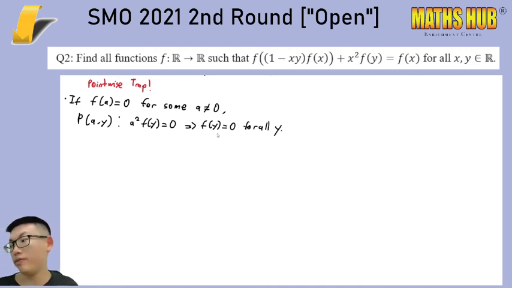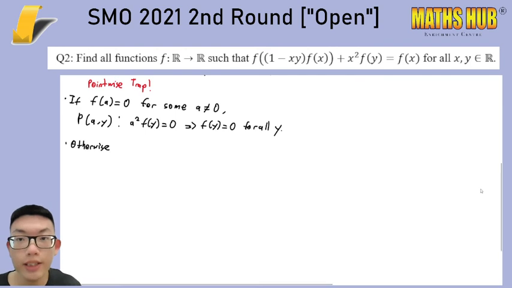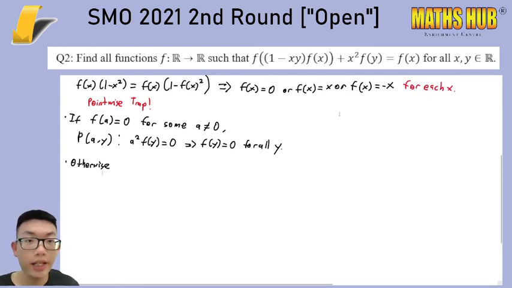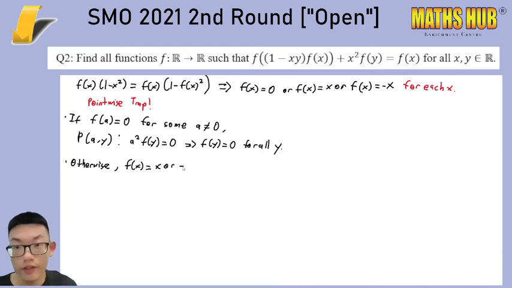Now, otherwise, it means that the other two cases must hold. Our other two cases are that it is either going to be x or negative x. So otherwise, f(x) equals x or negative x for all x. Now technically for 0, f(0) is 0, so it also is going to be included in here, no problems there.